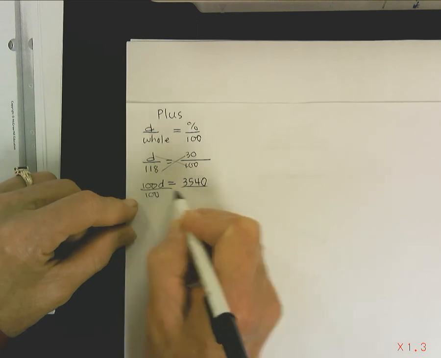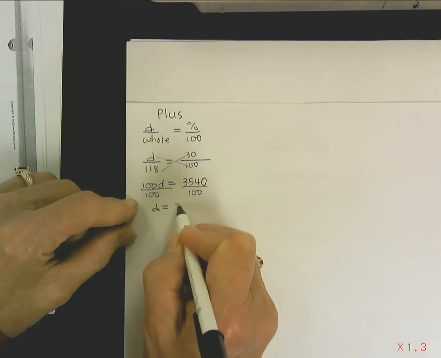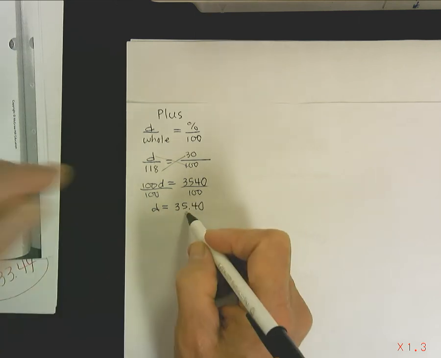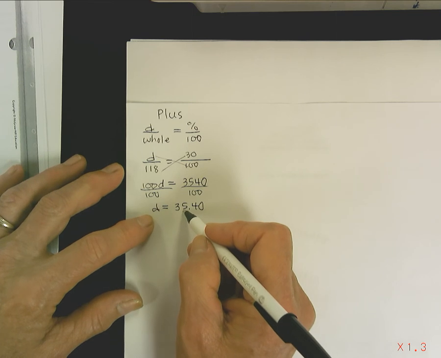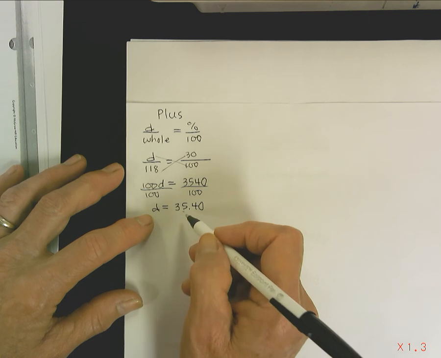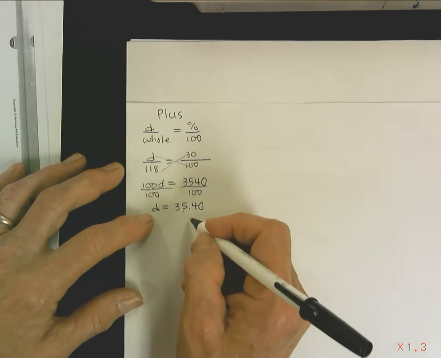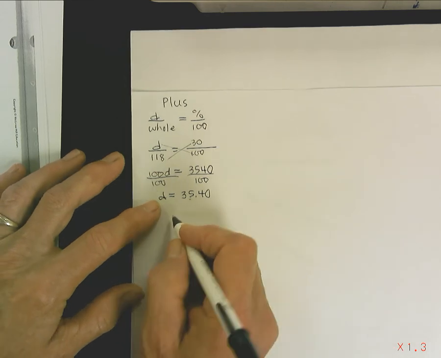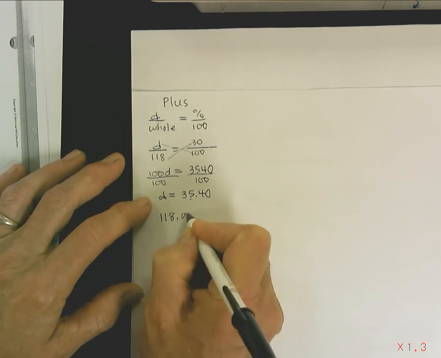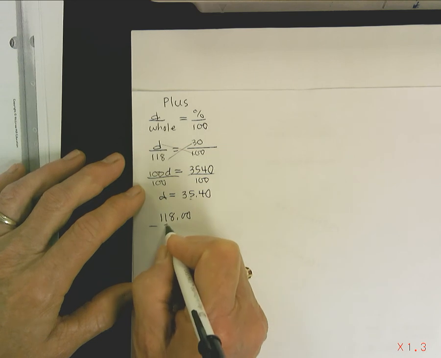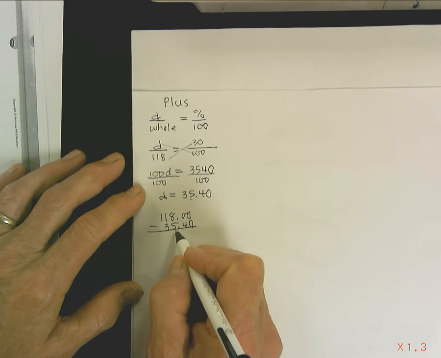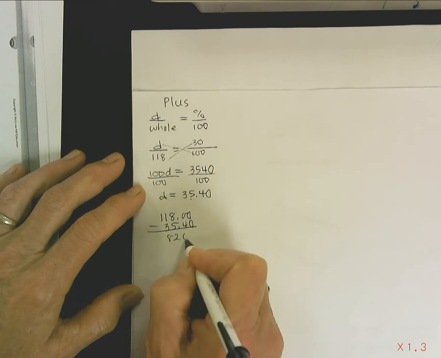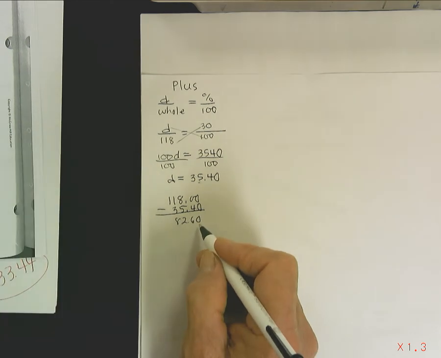Then you divide by 100. So my discount is $35.40. Dallas, what do you do with a discount? You what? Take some money. I think you said you subtracted, and that would be right. So we take the full price of the aquarium, 118. We subtract our discount of $35.40, and that brings us down to $82.60. That's our new whole price.